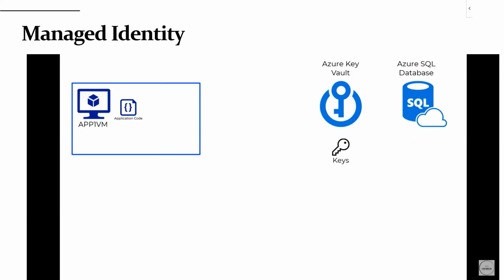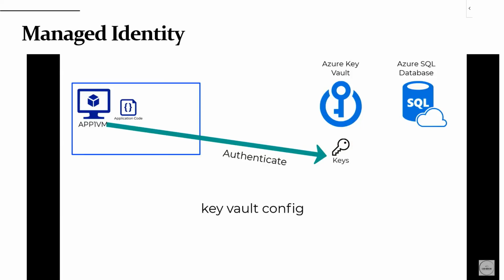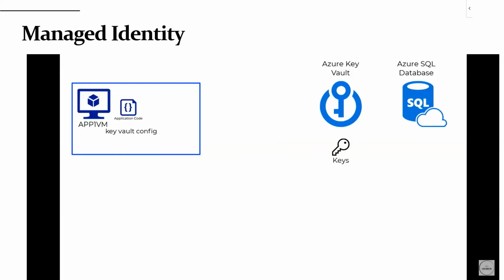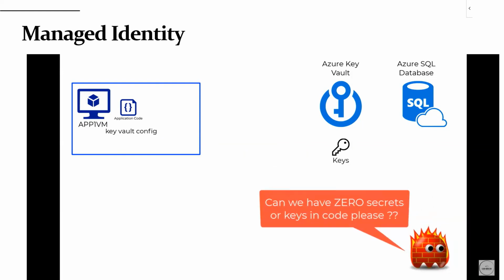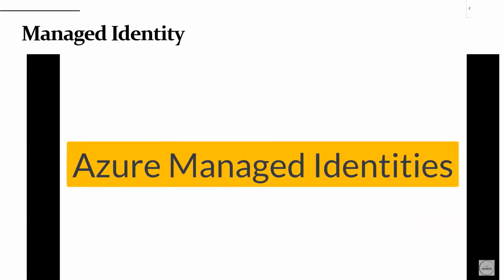The security team, although, was still not very convinced because the application still needed a way to authenticate to the Azure Key Vault in order to retrieve the keys. And this authentication meant that there was still some configuration information relating to the secret on the application server. They wondered if there was a better way to do this, with zero secrets or credentials stored anywhere in the code. Well, the answer is yes. We can accomplish this using Azure Managed Identities.